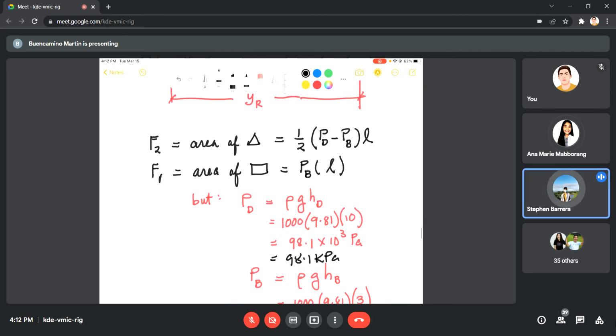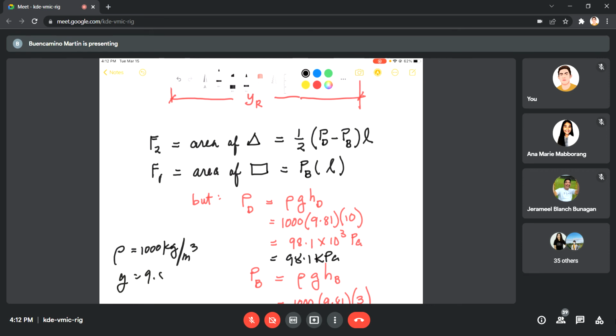Density ata ng water. Rho ng tubig. Okay. Tama. Rho ng tubig is 1,000 kilogram per cubic meter. Yung G natin is 9.81. Sige po, sir. Thank you po. Ito, pwede mong palitan ito ng lambda, di ba? Which is 9810. Di ba? Yes, sir. Newton per meter cube.